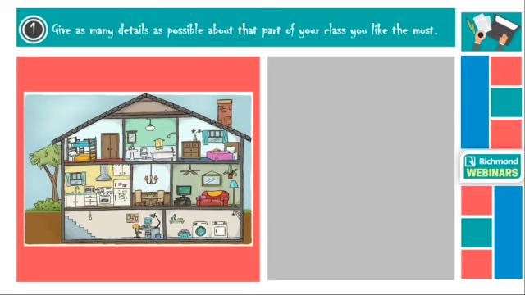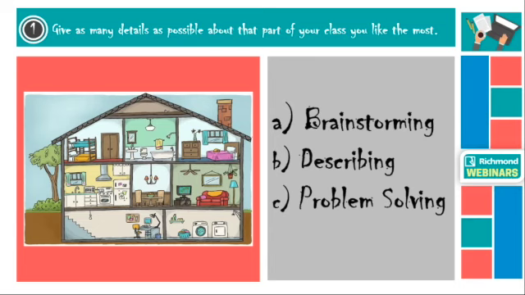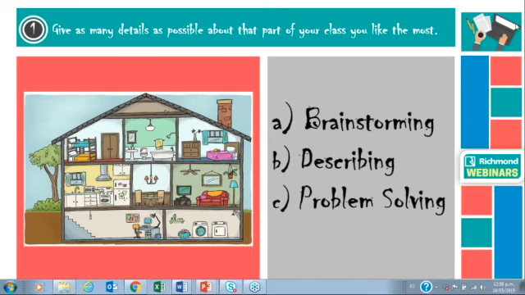So for example, give as many details as possible about that part of your house you like the most. There's a mistake there. So give as many details as possible. Which one would it be? Don't tell me. Just write your answer. Okay? Would it be brainstorming, describing, or would it be problem solving? Are you ready? I'm not going to give you the answers. We're going to check the answers at the end, okay?